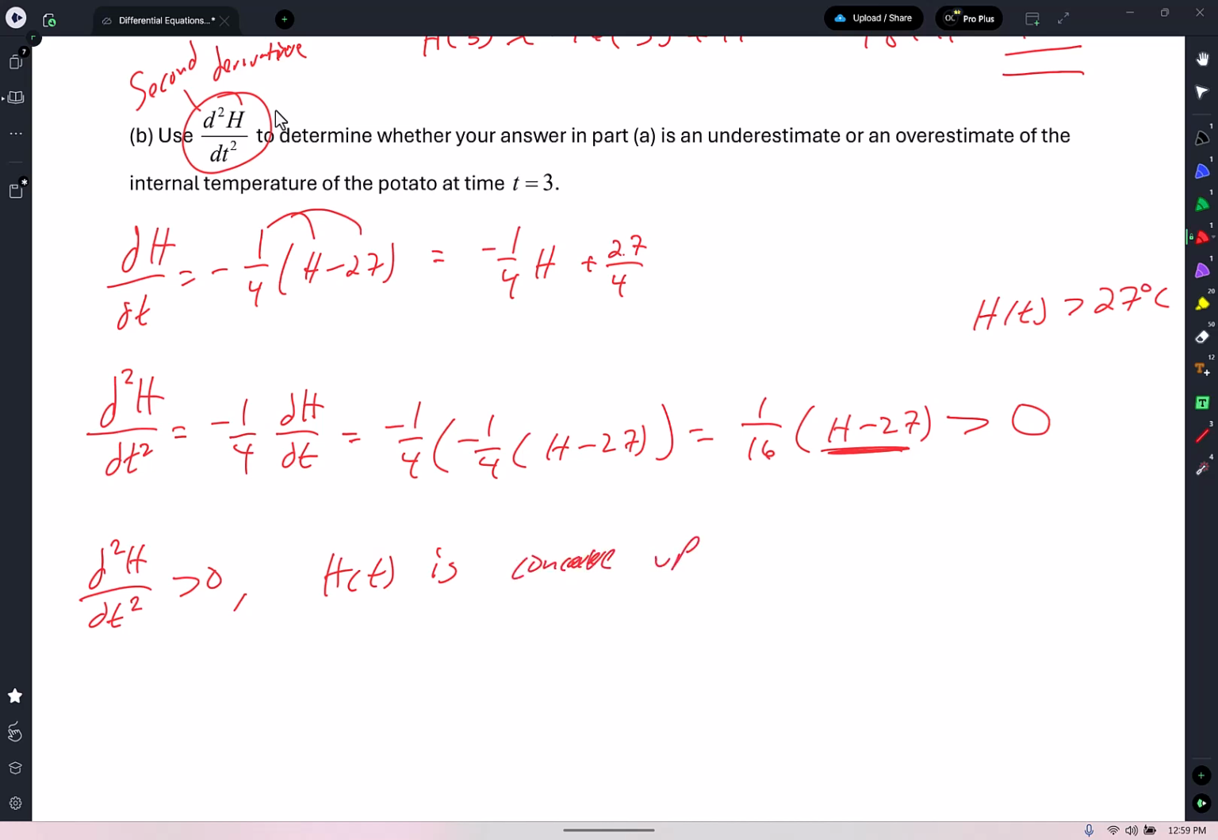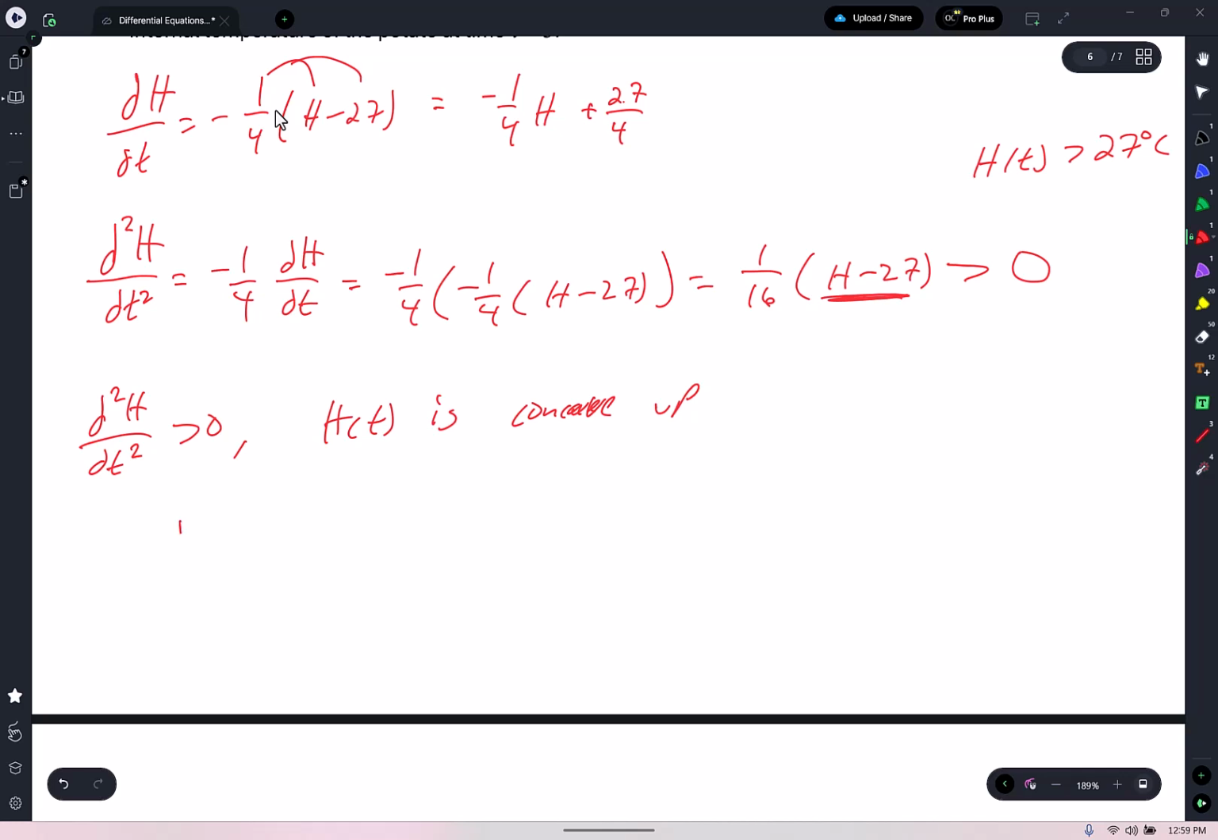Concave, I can't spell today. So think about it. If you're concave up, no matter how you draw the tangent line, it is always below the curve, except for that point of tangency, of course, right? But if your tangent line is below the curve, then you're going to have an under approximate.